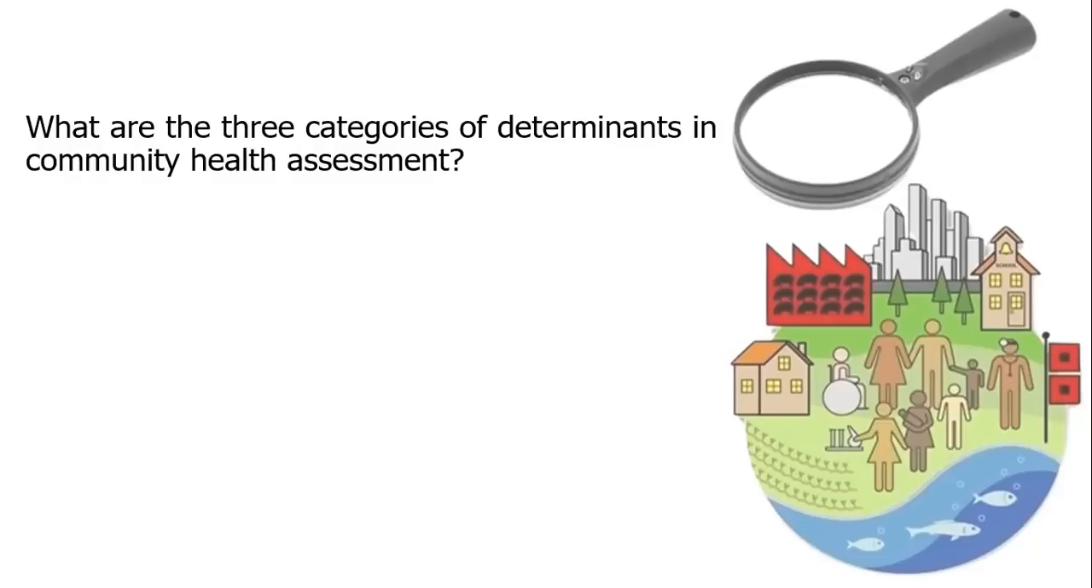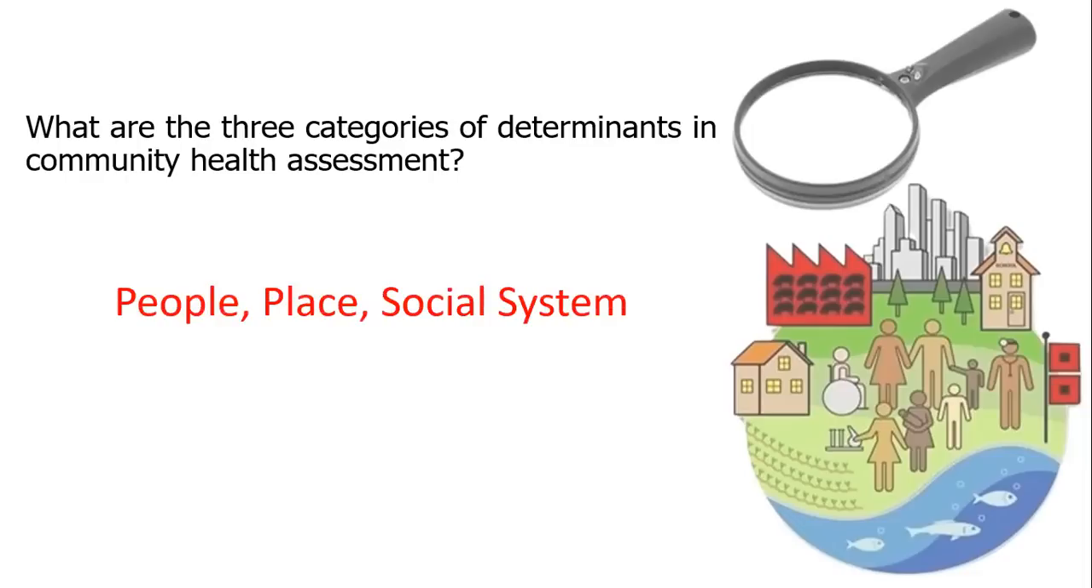What are the three categories of determinants in community health assessment? It's the people, place, and the social system.